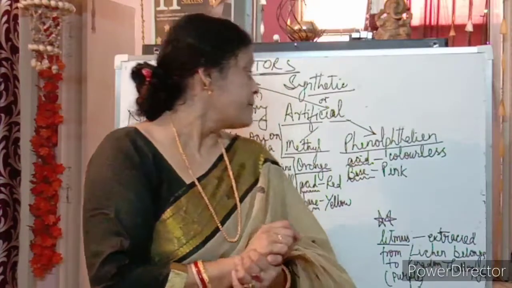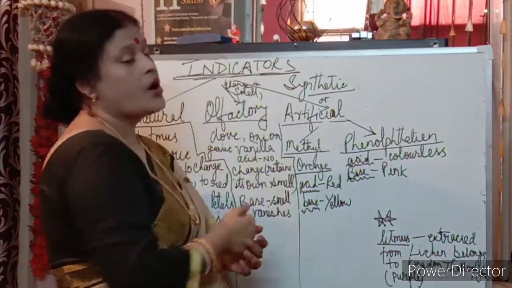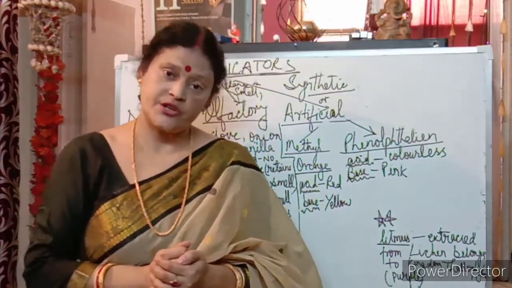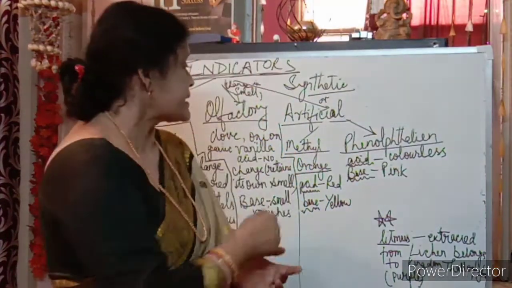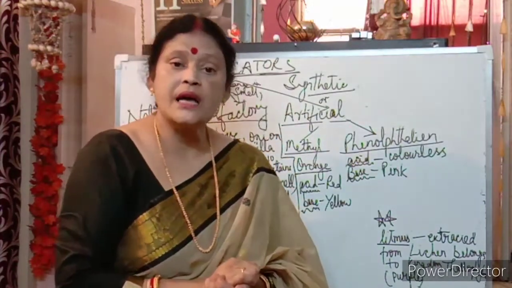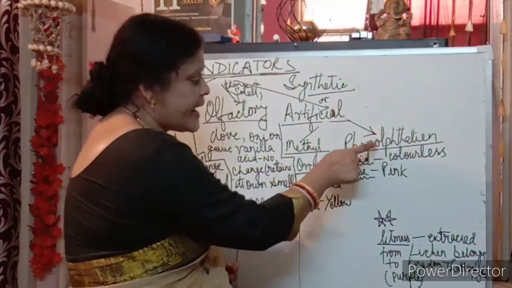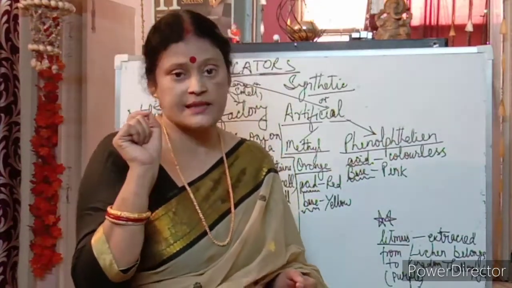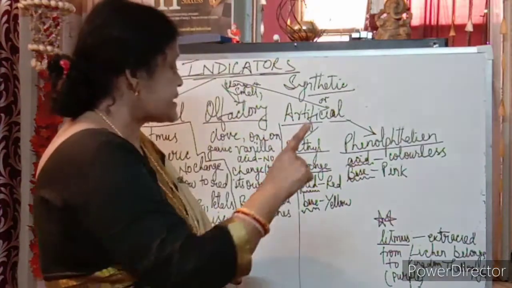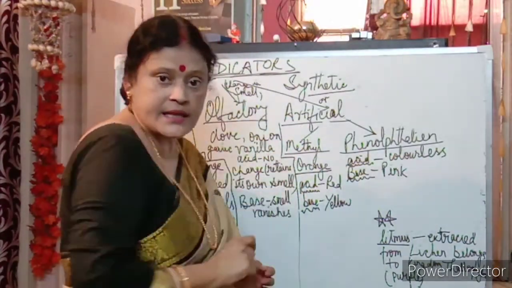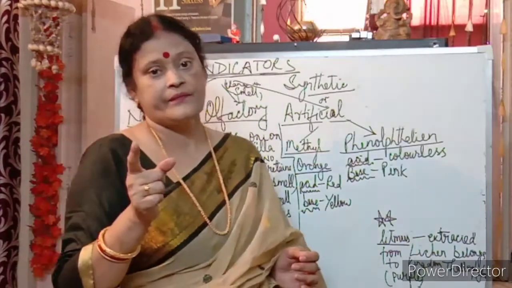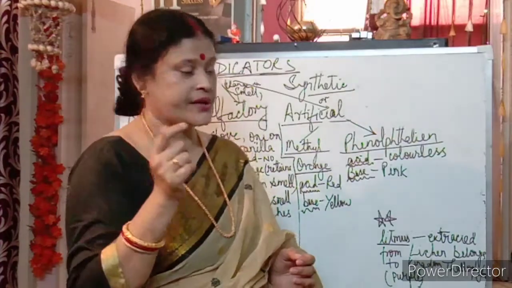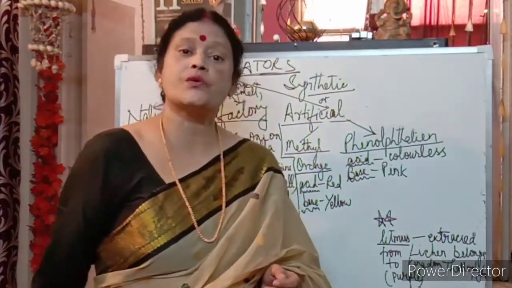Yes, student. Now the last one, which is synthetic or artificial indicator, that is man-made or made in the laboratories. Right? Artificial indicators are of two types, methyl orange and phenolphthalein. L is silent, student, so phenolphthalein, we'll spell it like this. Next is methyl orange. Itself it is orangish in color, but when we drop acid it changes to red color, and in base it shows yellow color.